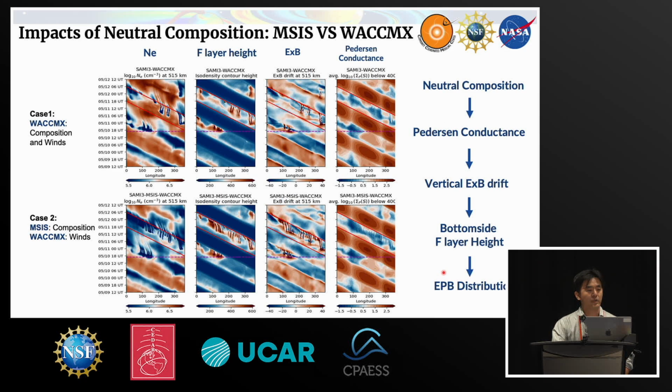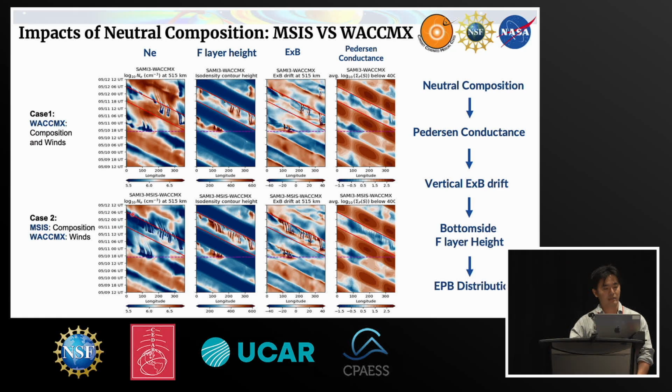Next, we are trying to evaluate the impact of neutral composition. This is also SAMI3 coupled with WACCM-X, but here we use the neutral composition from NRLMSIS, and then we can compare with SAMI3 WACCM-X. The top panel shows case 1 with WACCM-X composition and winds. The bottom panel shows the composition from NRLMSIS and winds from WACCM-X. So the winds are the same, but the compositions are different. This shows the electron density as a function of longitude and time at different days from the quiet time to storm time. But we just focus on these red rectangles.